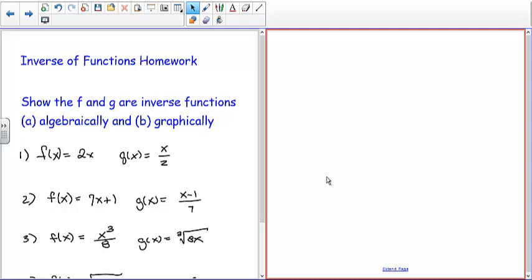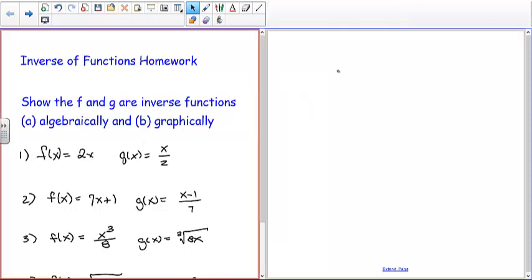So this is our inverse functions homework, or inverse of functions homework. The first one is just to show that these two functions, f of x and g of x, are inverse functions of each other algebraically and graphically.